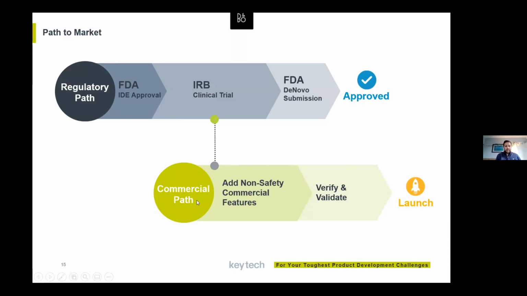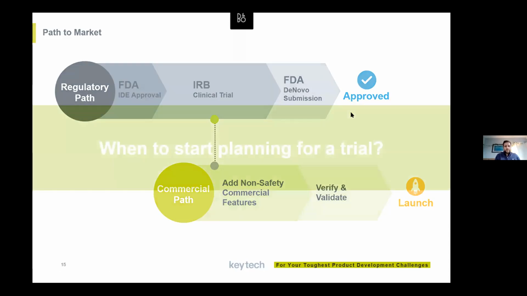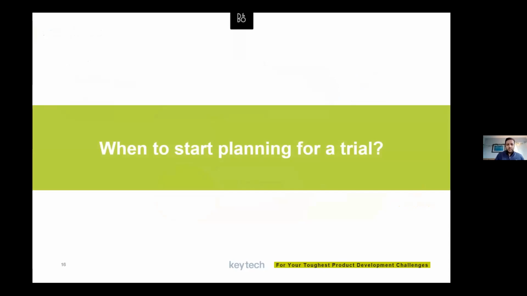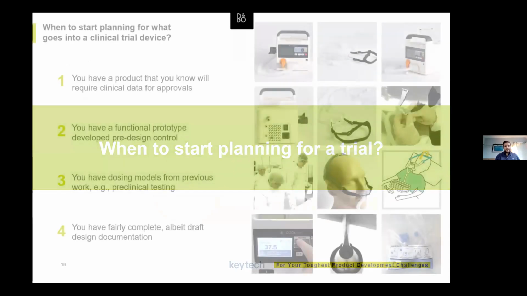The commercial path, again, would be similar to the prior diagram, is adding non-safety commercial features, do your V&V, and then launch after you've gotten approval. So I feel like most people here are in this market, but I think it's worth just pausing for a second. When should you start planning for this trial device?